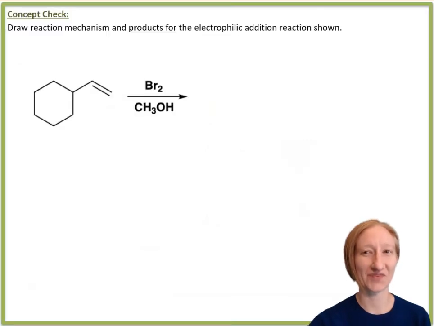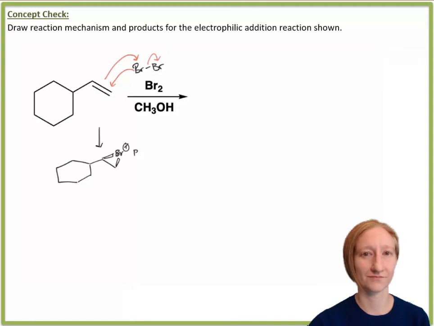Okay, so let's try that. Go ahead and draw the reaction mechanism for this electrophilic addition reaction. As always, we'll start the reaction with the nucleophilic alkene attacking the electrophilic bromine to form the bromonium ion. We'll be sure to draw both stereoisomers of the bromonium ion intermediate.